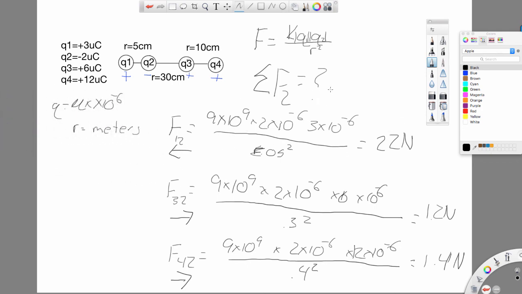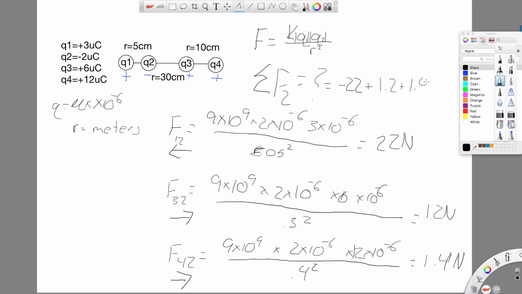So the sum of all my forces here is equal to negative 22 plus 1.2 plus 1.4. And our net force is going to end up being 19 newtons with sig figs. And it'll be to the left, or a negative value. So the sum of all the forces on 2 is negative 19 newtons. I hope this helps.